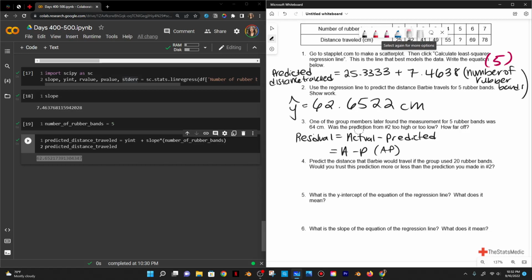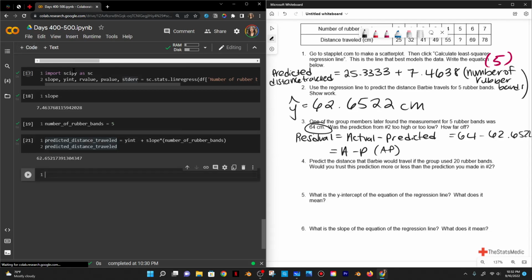But if you're not in AP Stat, well, you could still remember that. But yeah, so actual minus predicted. My actual value is 64, right? So it would end up being 64 minus my predicted value, which was 62.6522. And you would just subtract those numbers and get that answer.